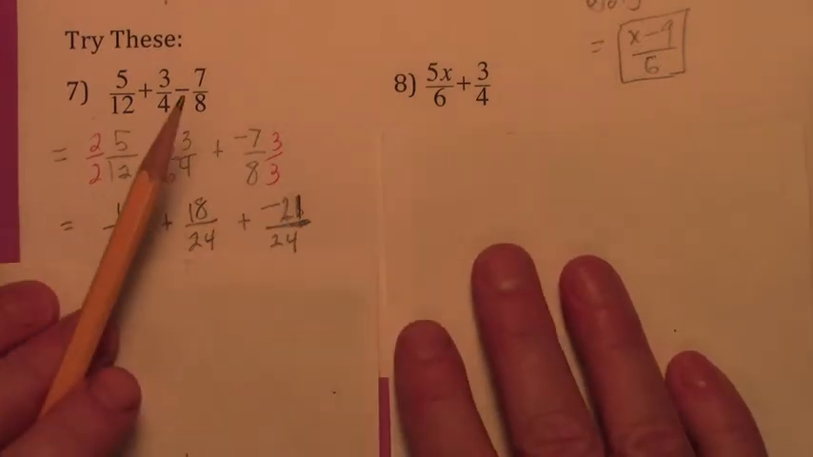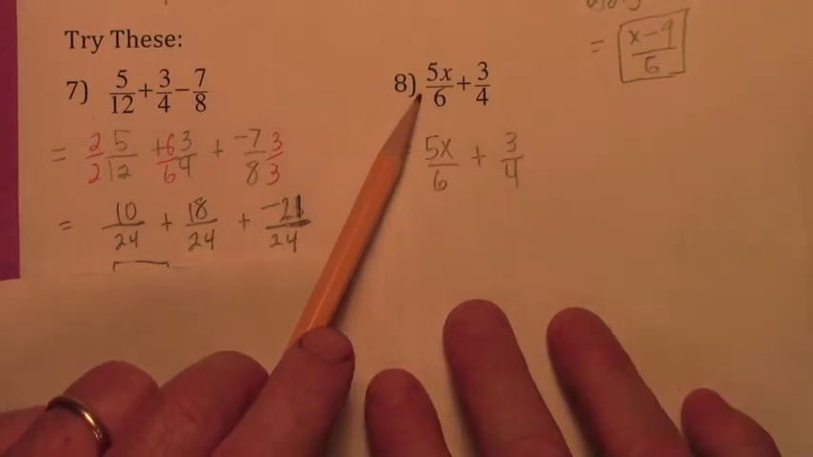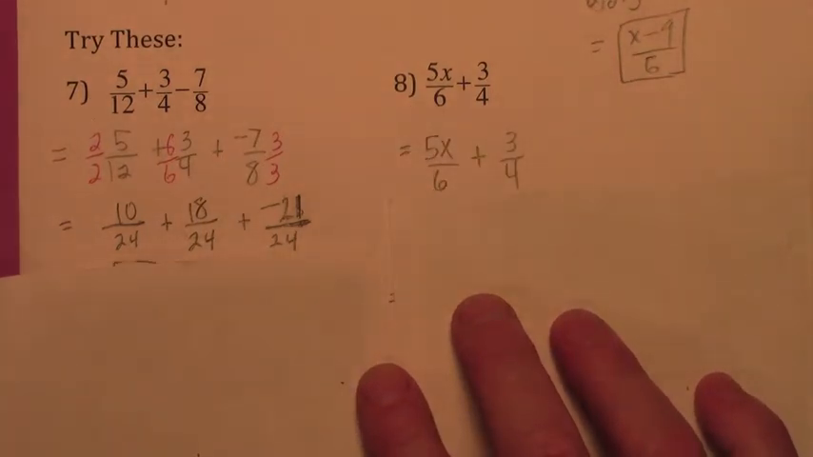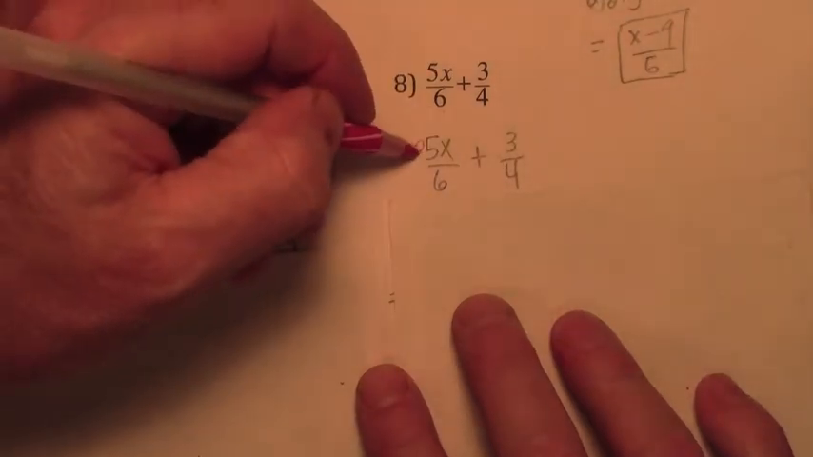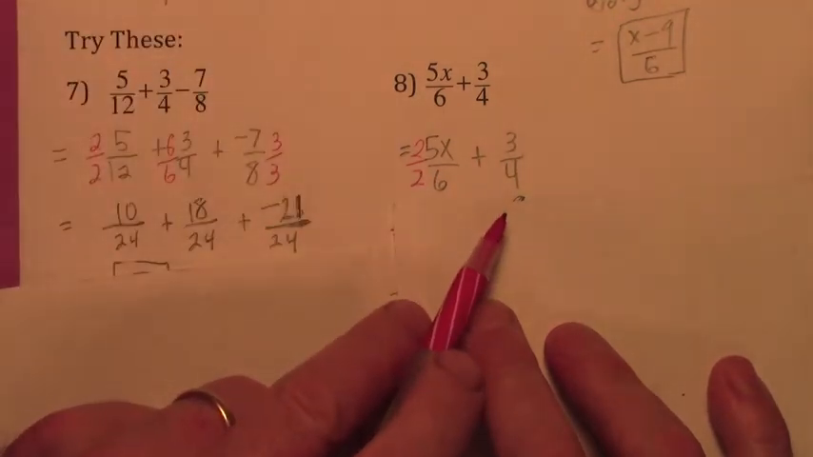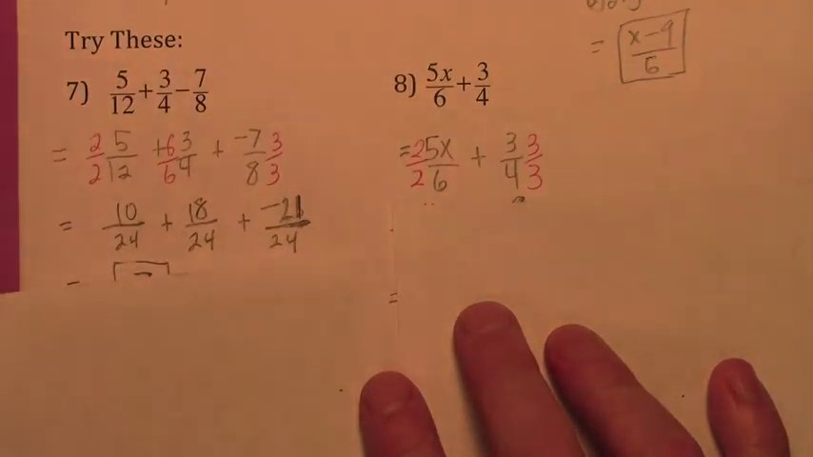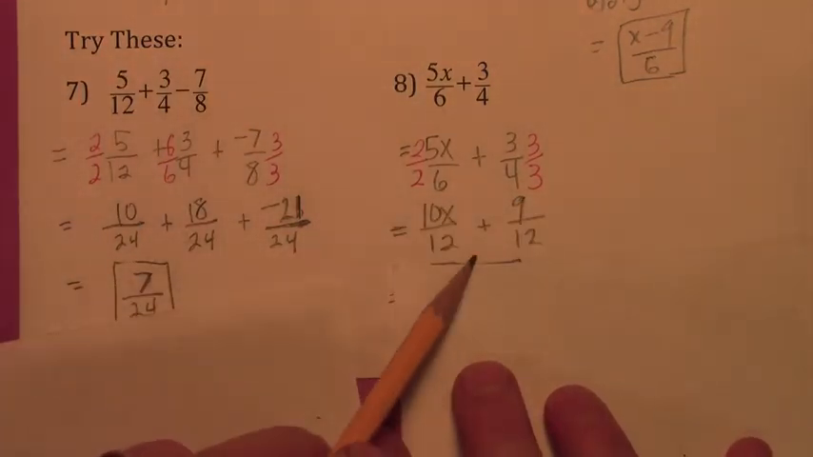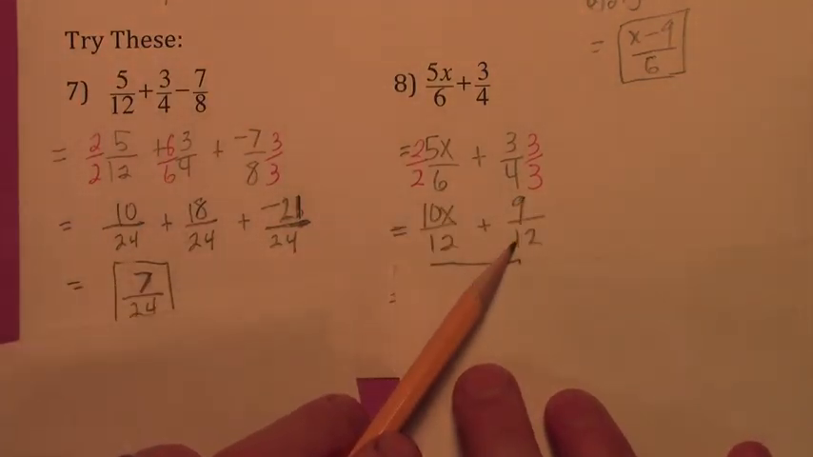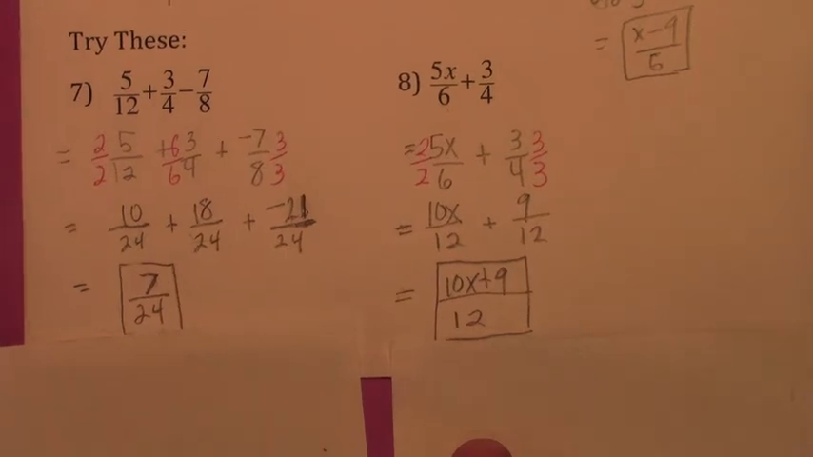Now the other one, let's see, this is kind of tricky here. The LCD is 12, right? So you're going to want to write them both over 12. The first one, you're going to have to multiply top and bottom by 2, right? But the second one, you're going to have to multiply top and bottom. What do you multiply 4 by to get 12? It'd be 3. So look, you get 10x over 12 plus 9 over 12. But be careful here, you can't combine those. Those aren't like terms, so you've got to leave it as 10x plus 9 over 12. Interesting, huh?